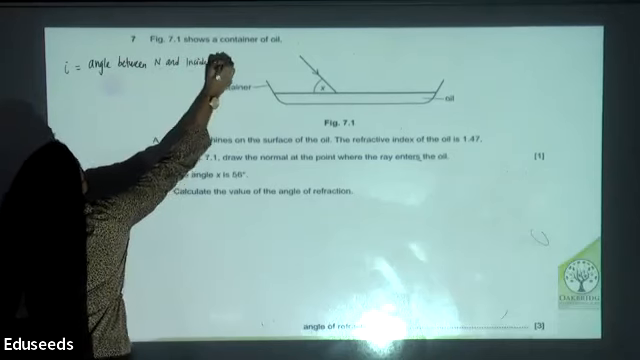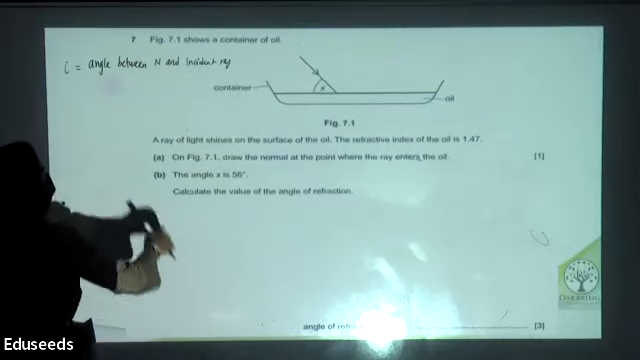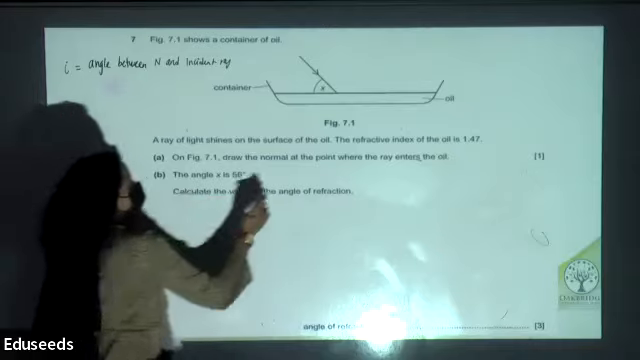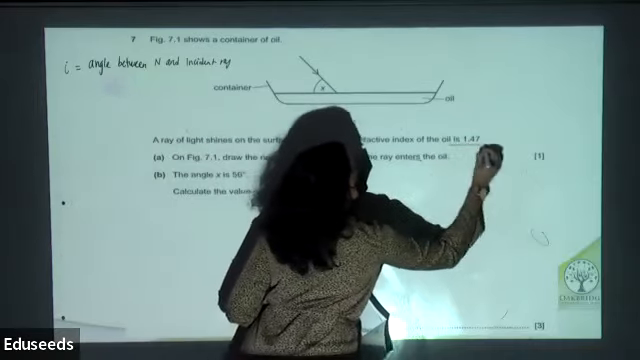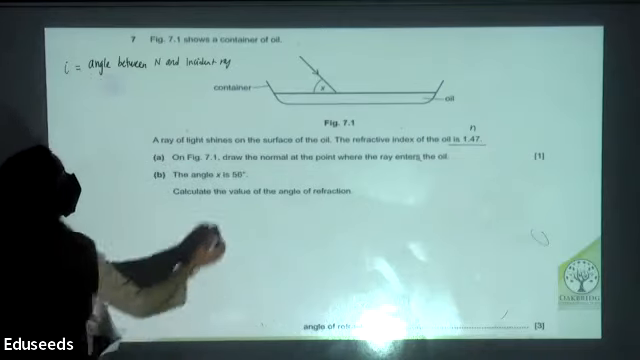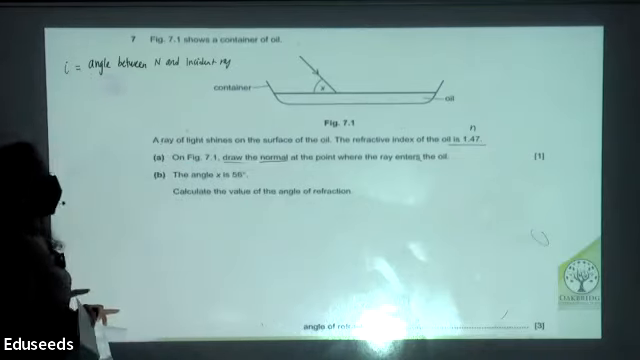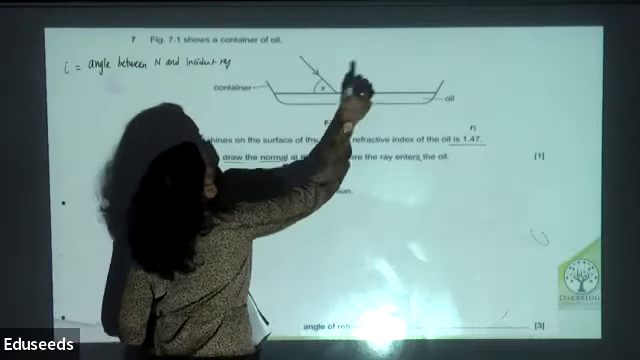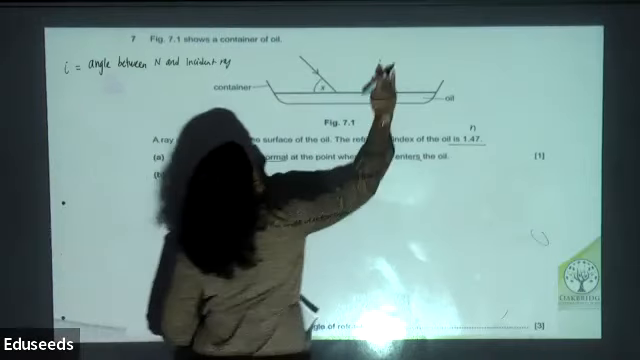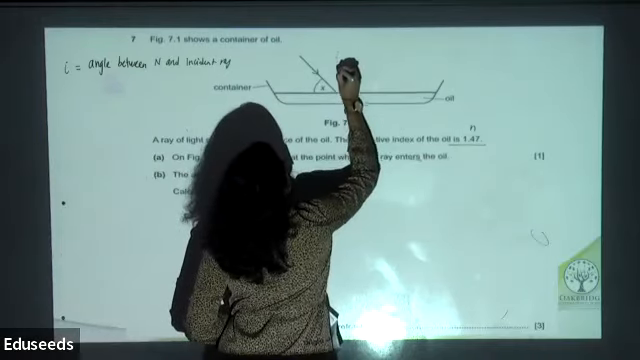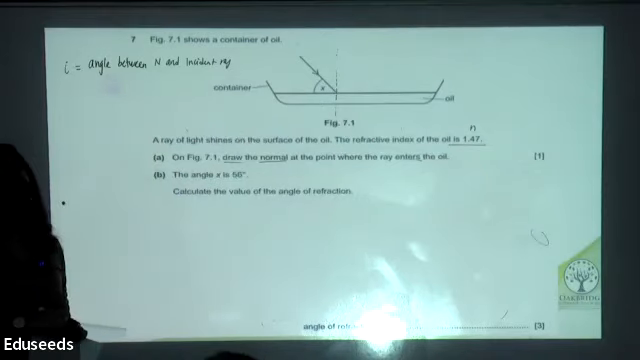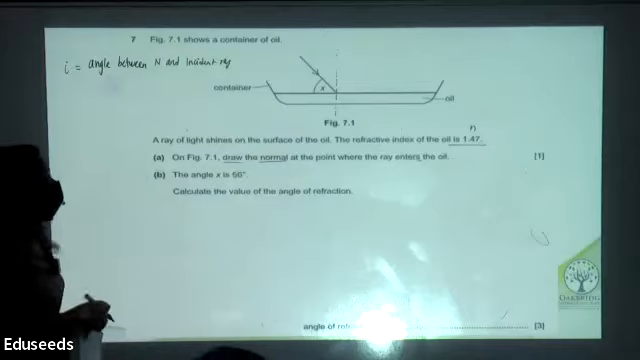incident ray. Okay, so a ray of light shines on the surface of the oil. The refractive index of the oil is given. So N is 1.47. On figure 7.1, draw normal at the point of where the ray enters. So the ray enters here. You cannot go and draw the normal line here. Understand? So you have to draw the normal line where the light strikes. So normal line is the perpendicular line to the surface or the boundary. Okay.